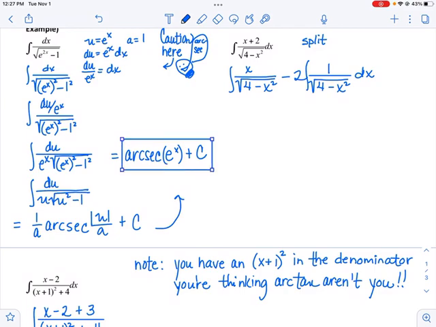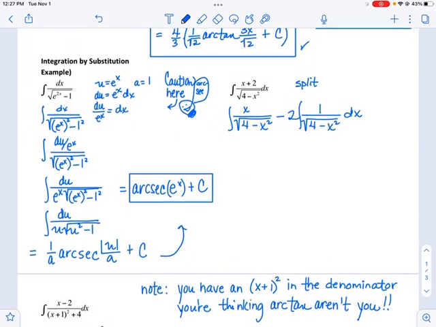And there's our answer here. Because the u is equal to e to the x, and the a is equal to 1, makes it a little simpler. Okay, so there's that one.